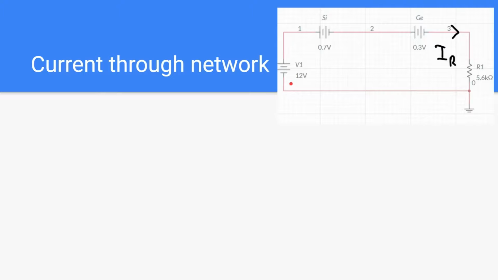First of all, let's find the current in the network. For this we need to apply KVL. Now this is the network. I have replaced the silicon and germanium diodes by their respective drops. How did I replace? First, we need to see in which direction current will be established. For this 12 volt source, the current will be established in this direction. That means it matches with the arrow of the diodes, both the diodes. That's why I replaced silicon by a 0.7 volt drop and 0.3 for the germanium.